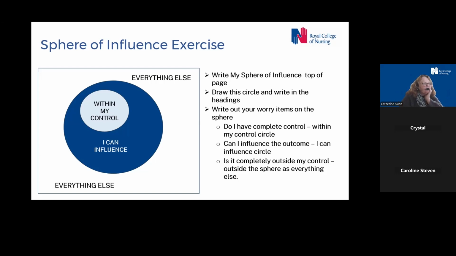So what's within my control goes in the central circle, something that's worrying you perhaps, something that you can actually deal with yourself. The blue circle is something that you can influence, but you might not be able to do it completely by yourself, though you do have a significant amount of influence on it. And then everything else goes outside the circle, because you really don't have any influence at all.